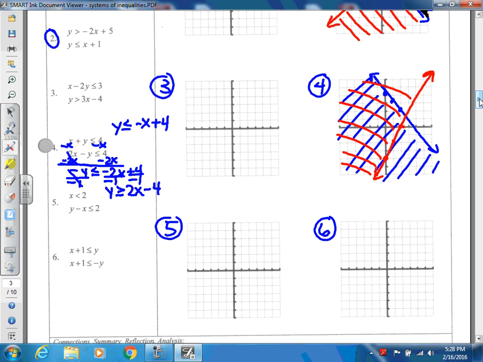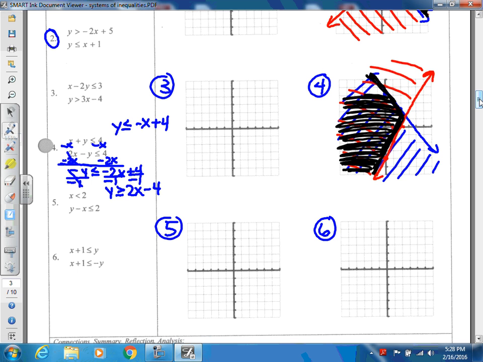So now you can see where your two shadings overlap, or if you're using colors, it's very easy to see where the two colors overlap. And now you want to darken in that region. So you want to use the boundary line from the one going downhill and the boundary line from the one going uphill. So this whole left side over here, all of this is your answer region. Okay, so that's what the picture would look like in terms of an answer.